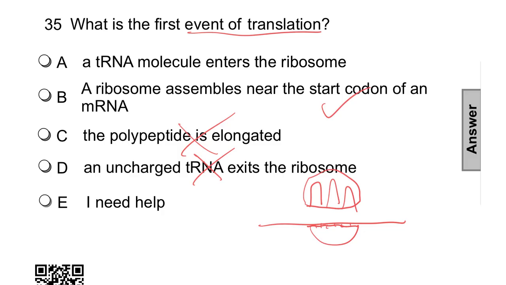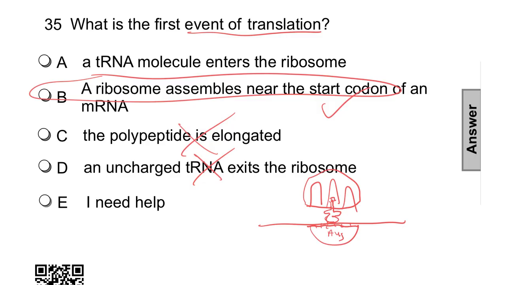As soon as the start codon goes there, a start tRNA will enter onto it, and then the top clamps down. So it's letter B.